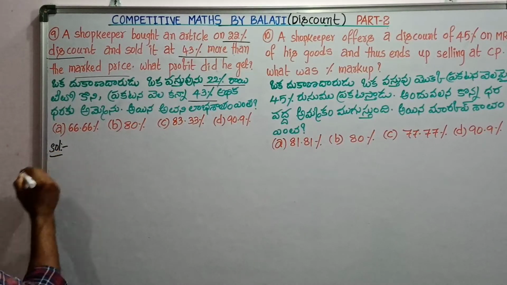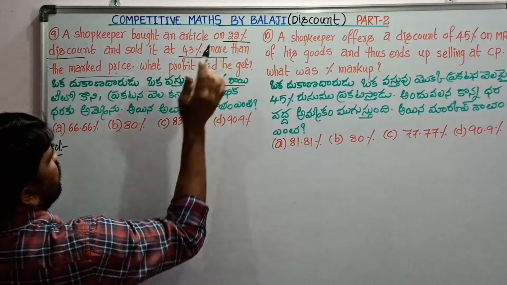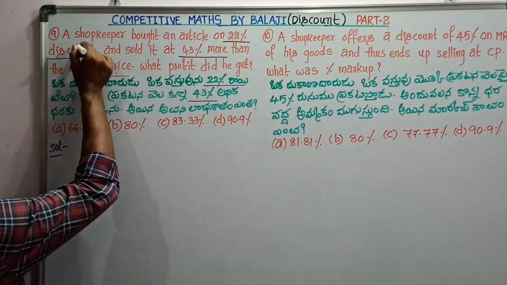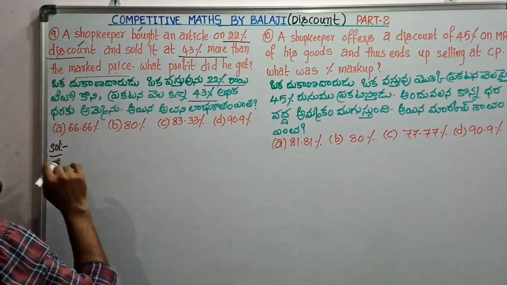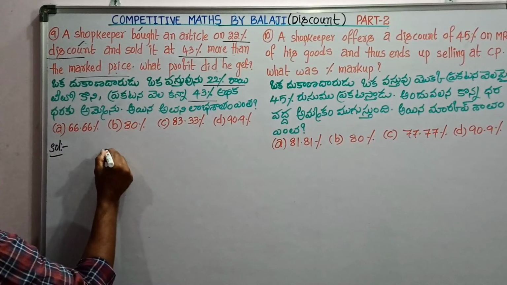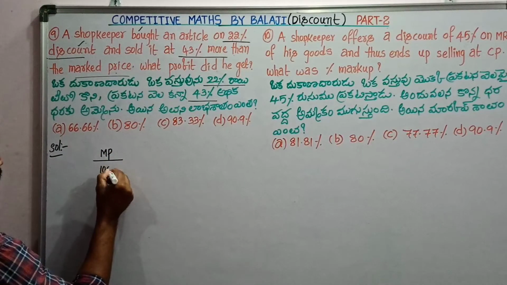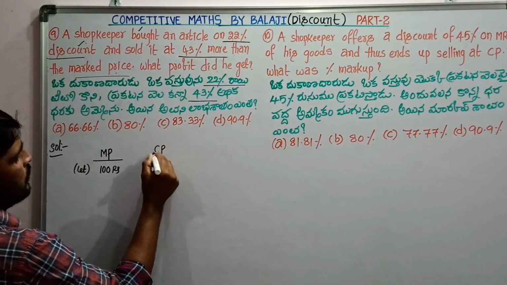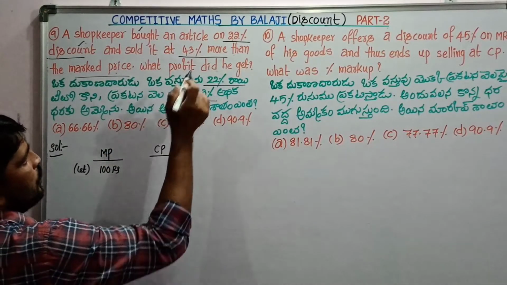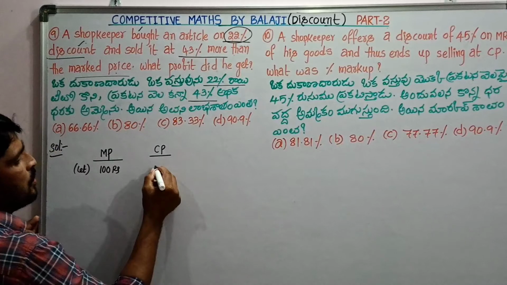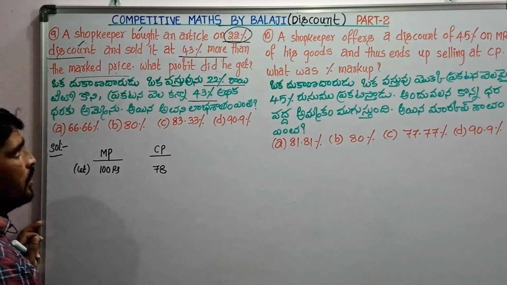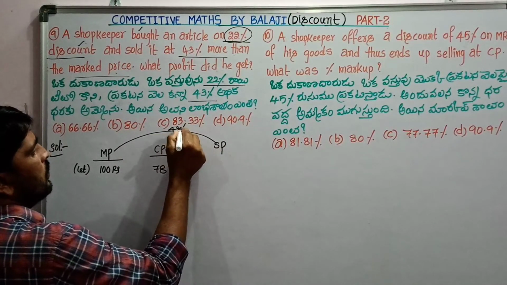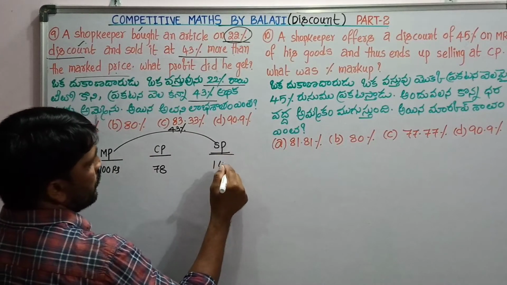Solution. Since the shopkeeper bought an article at 22% discount and sold it at 43% more than the market price, in both cases, when he bought the article and when he sold it, the market price is involved. So suppose the market price of the article is 100 rupees. This is our assumption. Then he bought, that is the cost price for the shopkeeper, with 22% discount, is 78 rupees. And he sells at 43% more than the market price, so the selling price is 143.